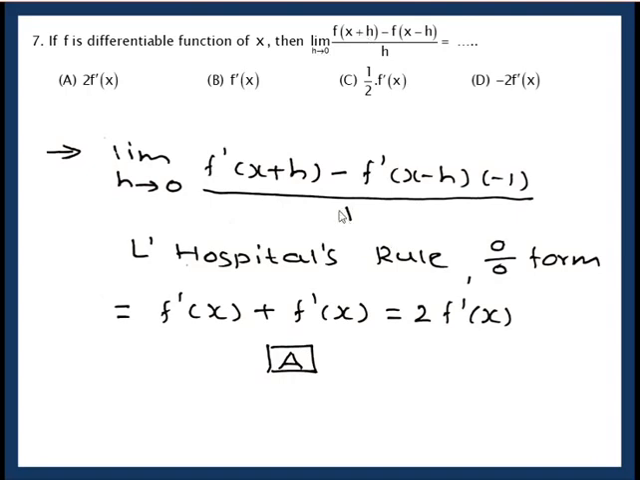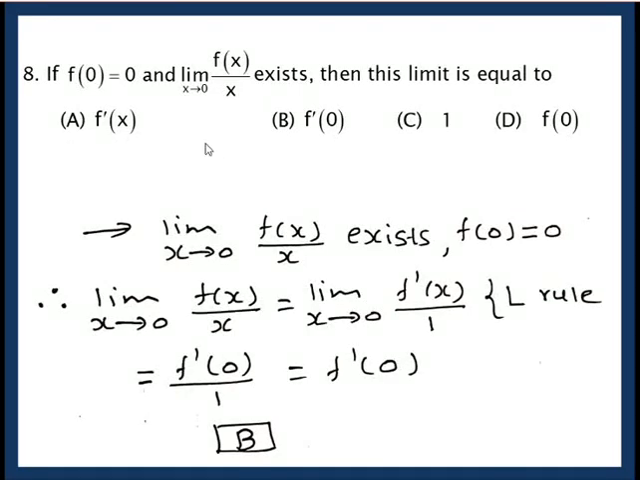Now we can take the limit. To take the limit means to replace every h by 0. So that gives me f dash of x plus f dash of x, that is 2f dash of x. This is a good one.